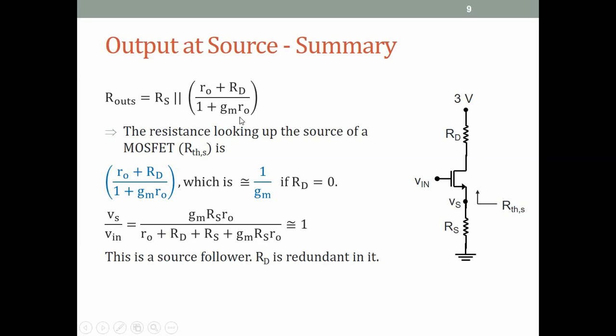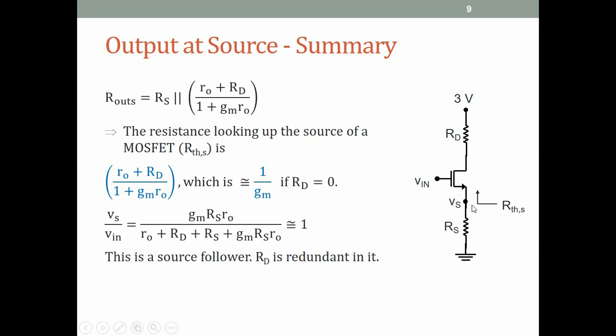And this is also an important expression. So I have put it in blue so that you will catch it and remember it. So RO plus RD, the RO of the MOSFET plus RD divided by 1 plus GM RO of the MOSFET. So if RD is 0, which is the case for a source follower circuit, then this is RO by 1 plus GM RO, and if GM RO is much greater than 1, which it most of the time is, then the RO cancel and we get 1 by GM, and 1 by GM is a small quantity.